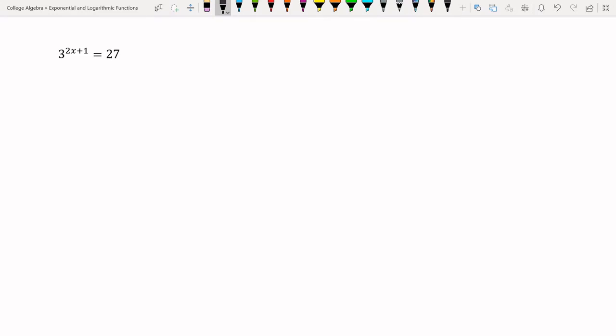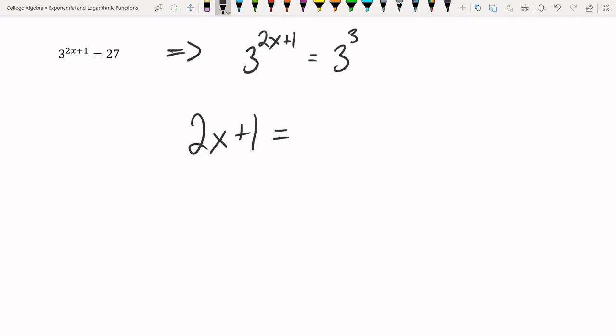So for this problem, we have a base of 3 and then technically a base of 27. What we want is the same base. Now 27 is the same thing as 3 cubed. So we have 3 to the power of 2x plus 1 equals 3 cubed. We have the same base on both sides. The only way these two things are equal is if the exponents are the same. So we can rewrite the equation as 2x plus 1 must equal 3.